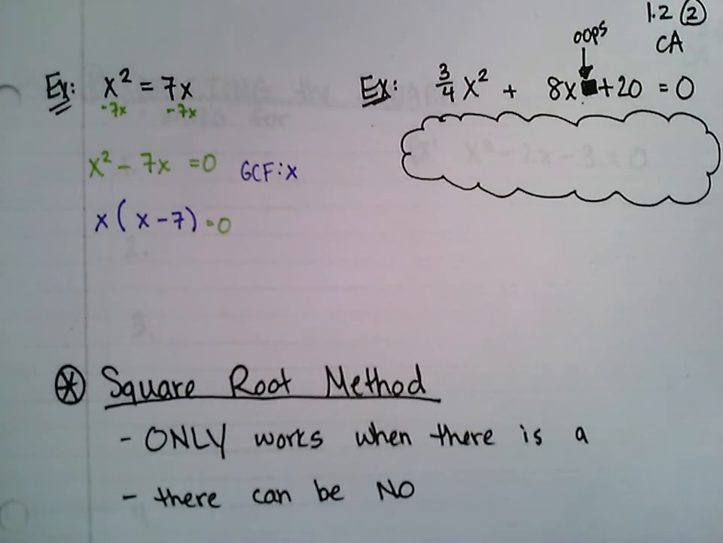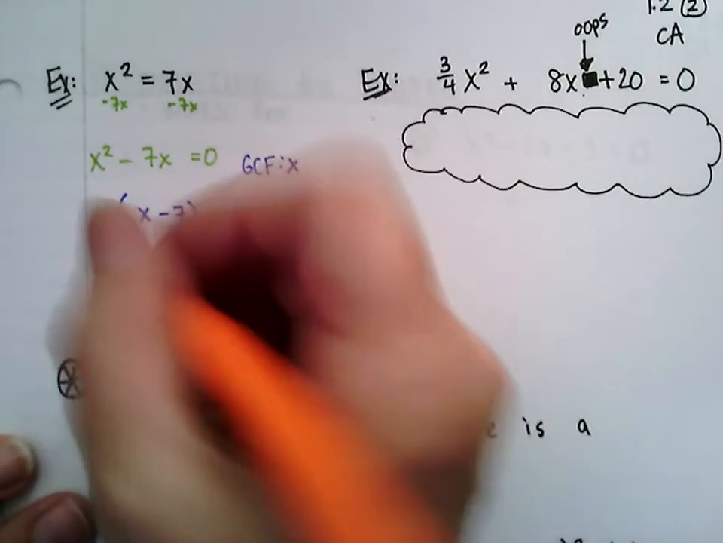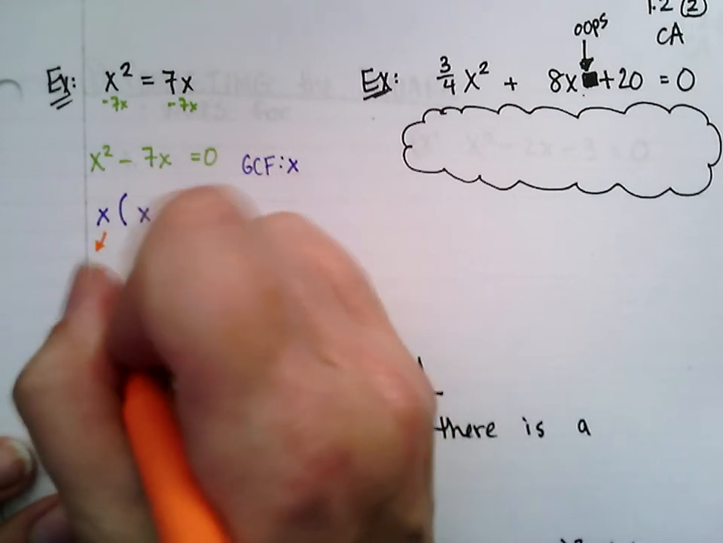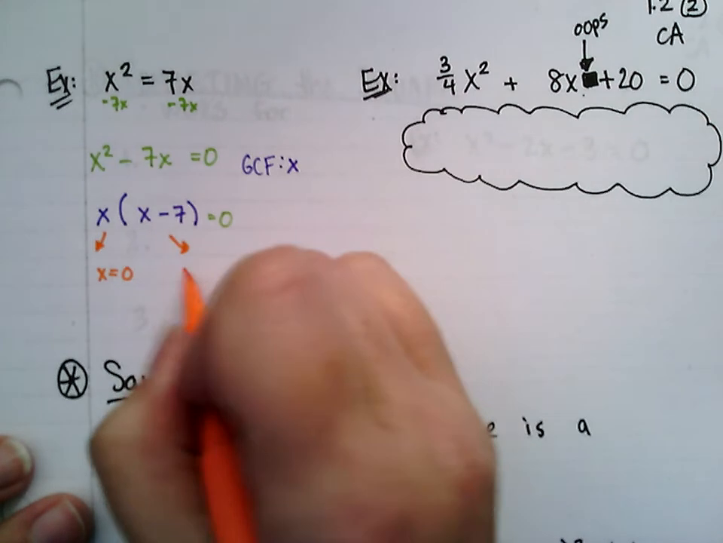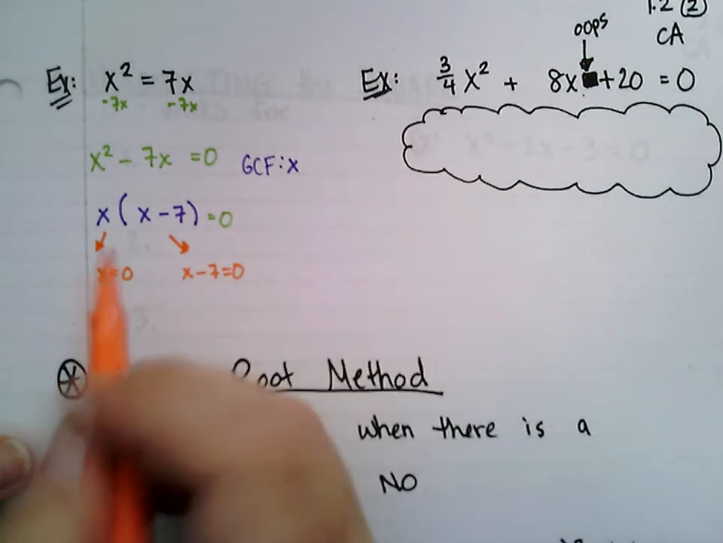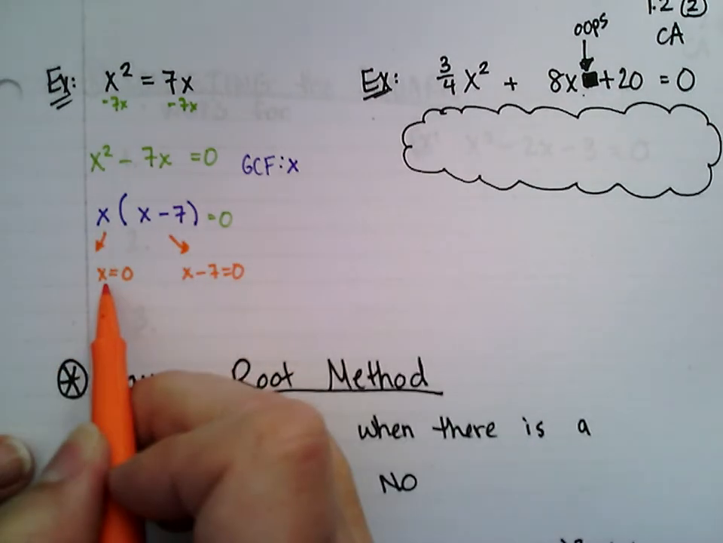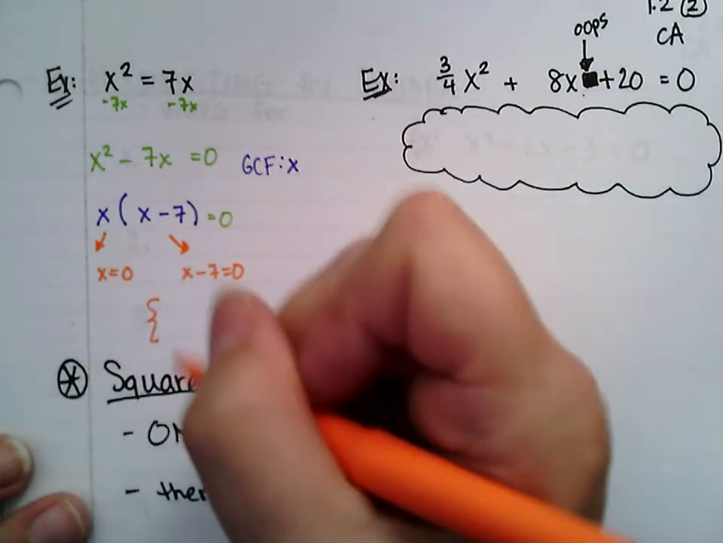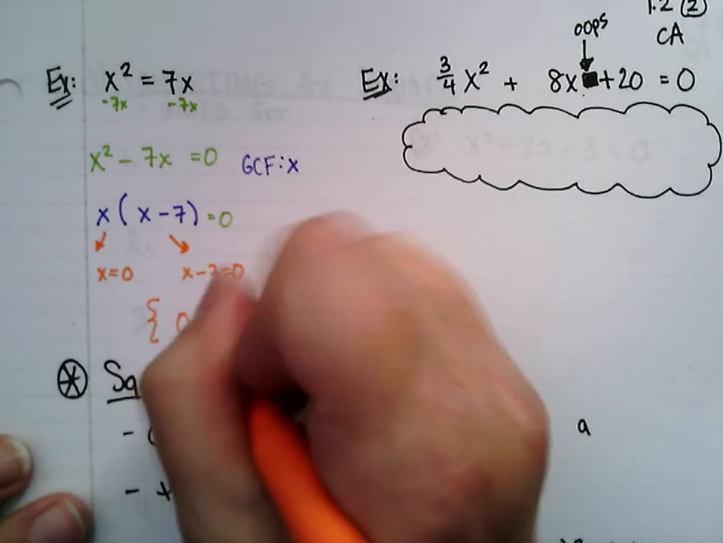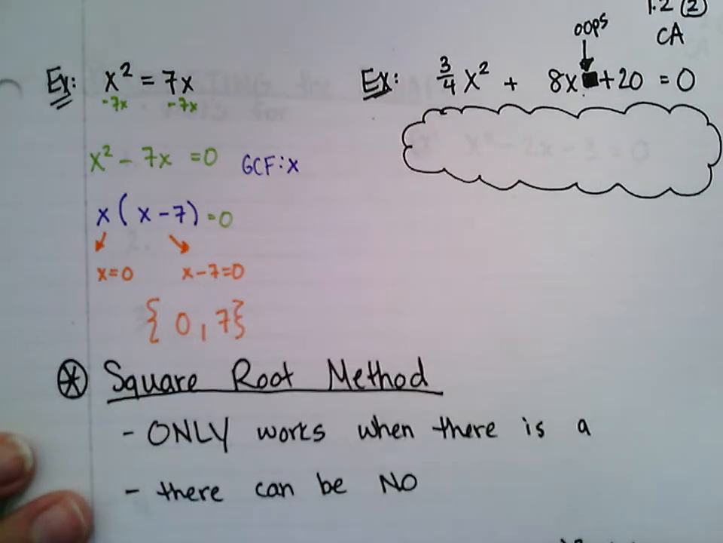So I can kind of skip out on the factoring step and go straight to zero product property and set each part that contains a variable equal to 0. So I'm setting the GCF of x equal to 0 and x minus 7. So I get two solutions, x equals 0 and x equals 7.